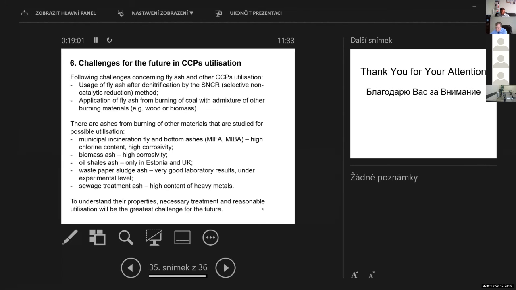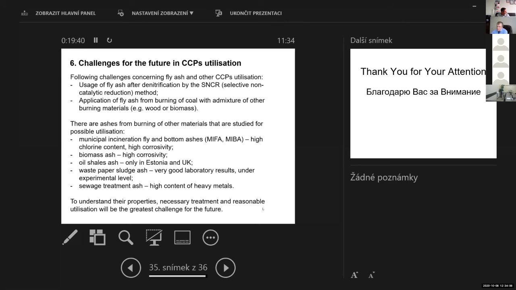There are some practical applications in Germany. However, in the Czech Republic, we are on the laboratory level. Then there is the problem of biomass ash. Also, there are problems with high corrosivity. Then there are oil shale ashes that are located only in Estonia and the United Kingdom. There are local materials. Then there are products of burning of waste paper sludge. Very good laboratory results. However, they are not used massively in the area of road building, or sewage treatment ash.